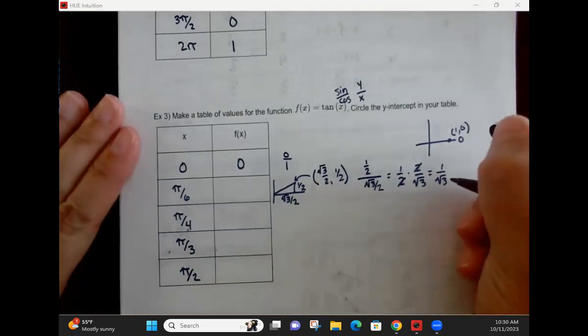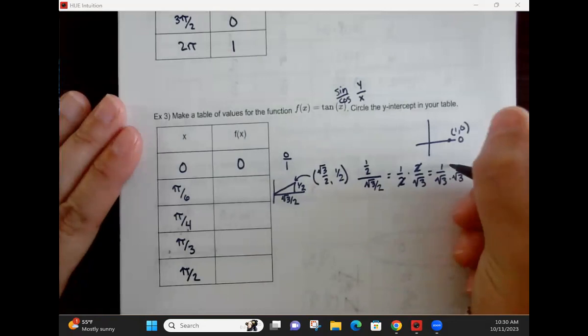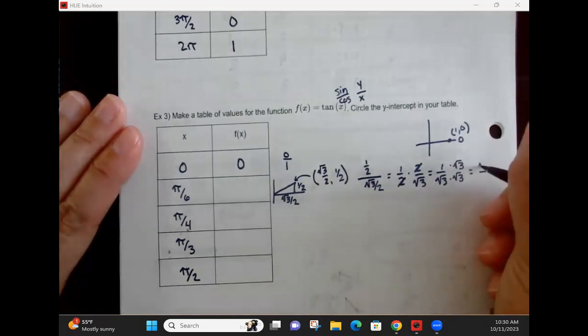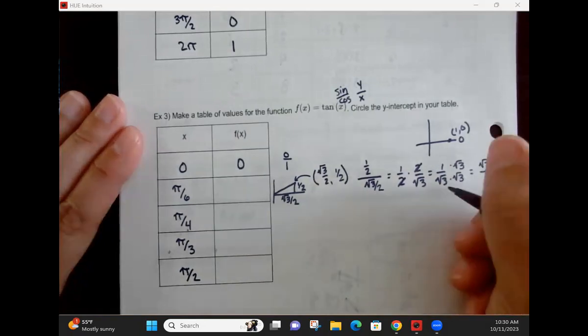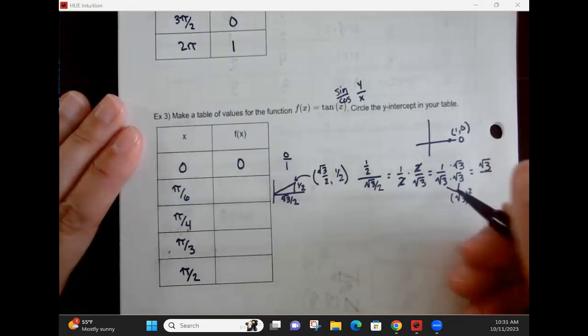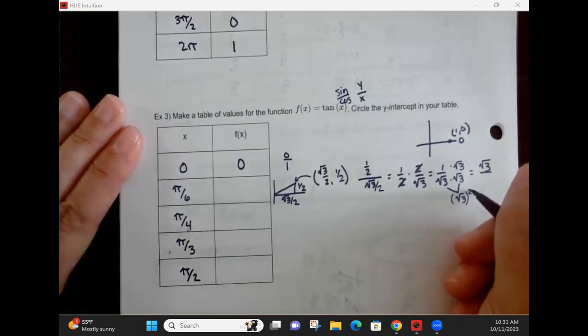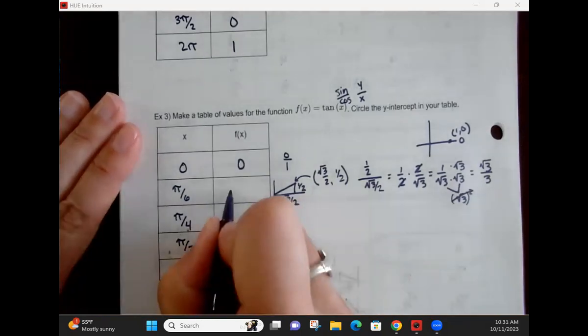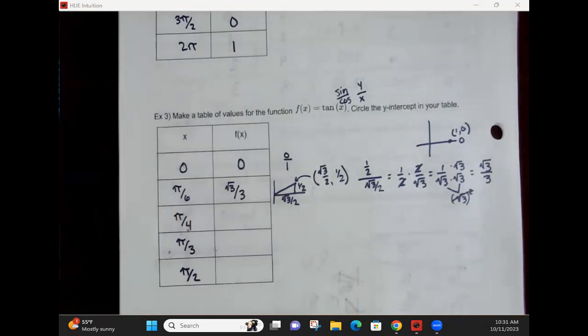So we're going to go ahead and rationalize our denominator by multiplying on top and bottom by the square root of 3. So that would give me √3 on top. And then remember on the bottom here, this would be the square root of 3 squared, since it's a thing times itself. And when I do that, we're just left with 3. So tangent of pi over 6 would be √3 over 3.